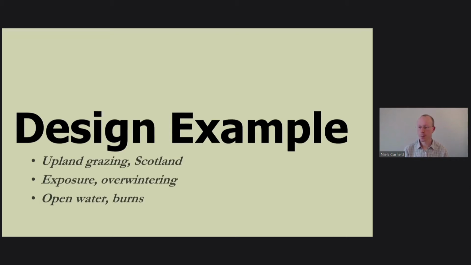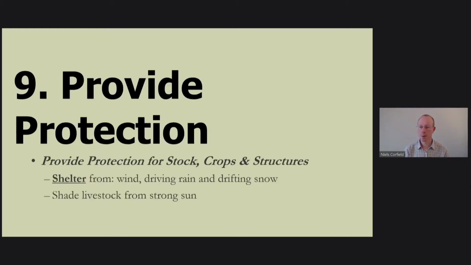The first design example we'll look at is an upland grazing example from Scotland. In this case, they are out wintering on a fairly exposed open pasture, and they have open water that bisects the fields. They have burns running down between the fields. So this one is to illustrate primarily number 9 on the whole farm planning principles: provide protection for stock, in this case shelter from wind, driving rain and drifting snow, and otherwise potentially some shade in the season.